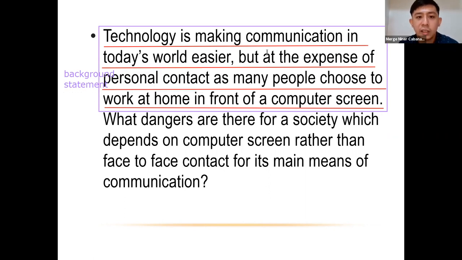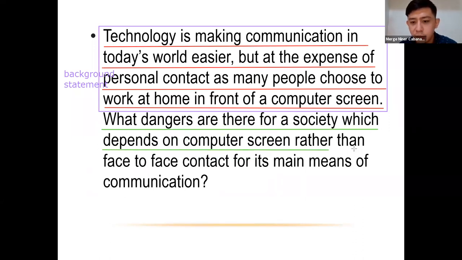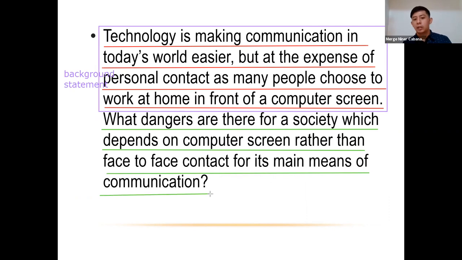Now, what dangers are there for a society? This is your first question. Let me use a green color. What dangers are there for a society which depends on computer screen rather than face-to-face contact for its main means of communication? Now, the question here is very simple. I'm only being asked about dangers, dangers of being too dependent on a computer screen.